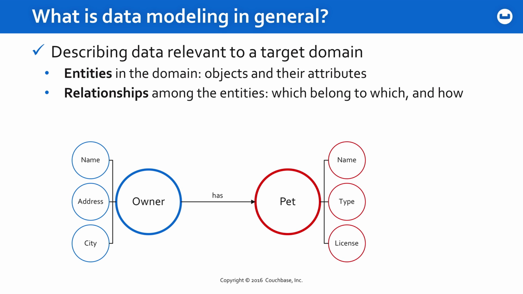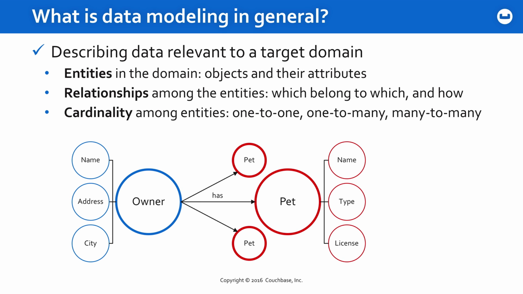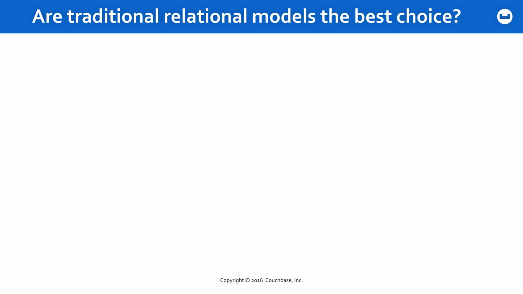And then there's relationships among those entities, which belongs to which and how, and cardinality. Does one owner have multiple pets? Does a pet have multiple owners? Are they one-to-one, one-to-many, etc.? All of these are issues that you face, and then you end up describing in your data repository in some fashion. Here, we're talking about doing so in JSON.